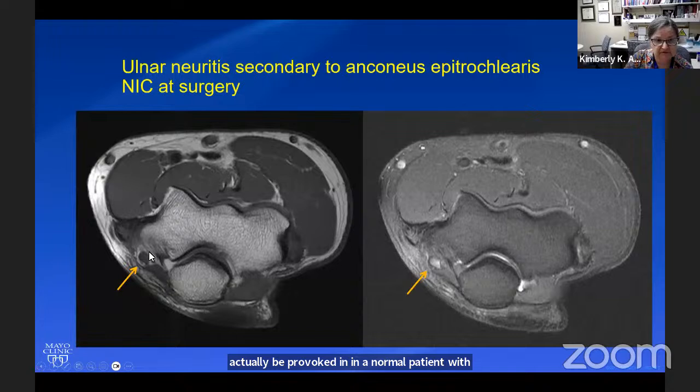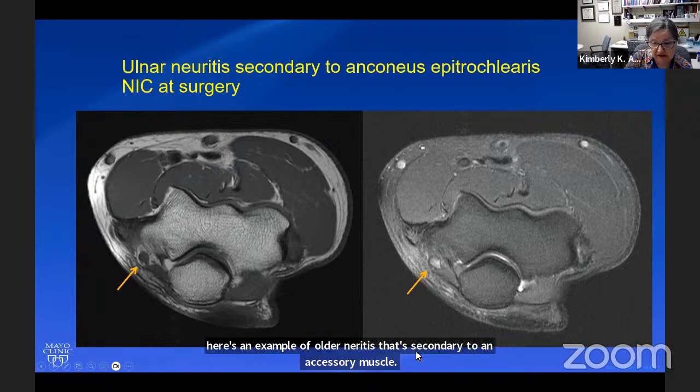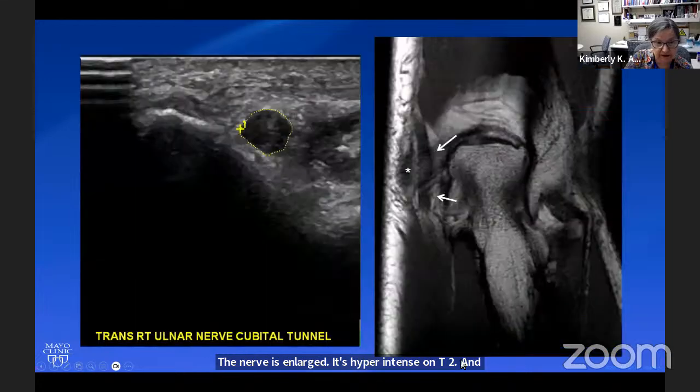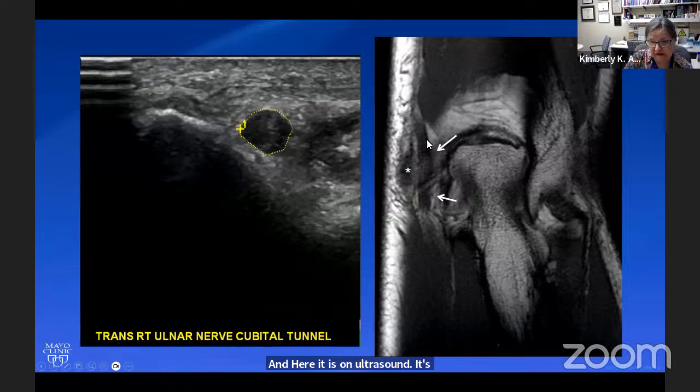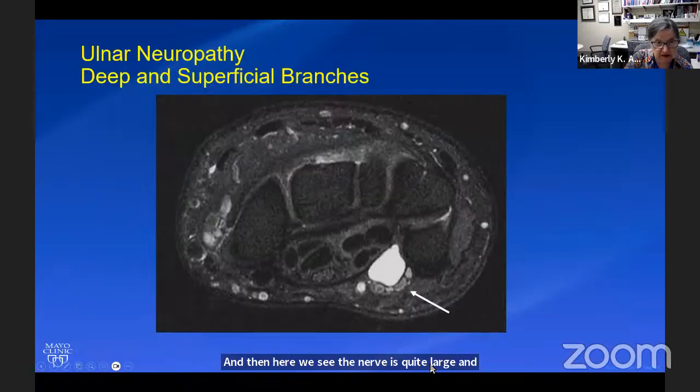So here's an example of ulnar neuritis that's secondary to an accessory muscle. The nerve is enlarged, it's hyperintense on T2. And again, we know that this is an actual reason for entrapment. Here it is on ultrasound, it's hypoechoic, so it's edematous. And then here we see the nerve is quite large, and there's that accessory muscle. And this resolved also with removal of the muscle.